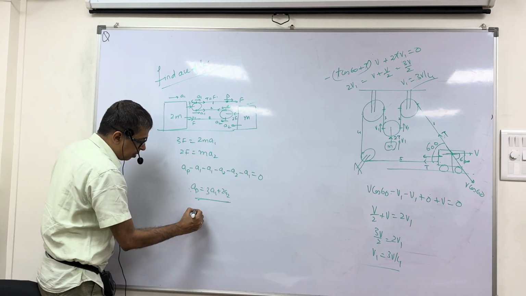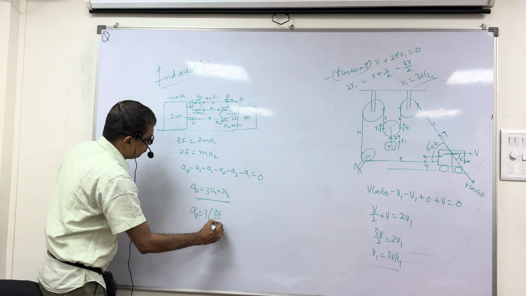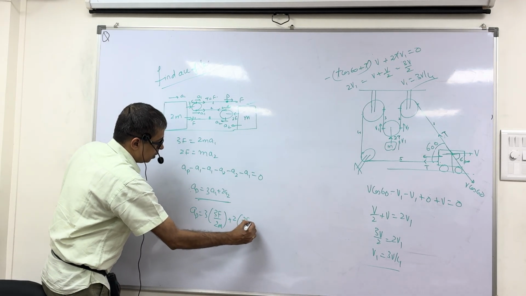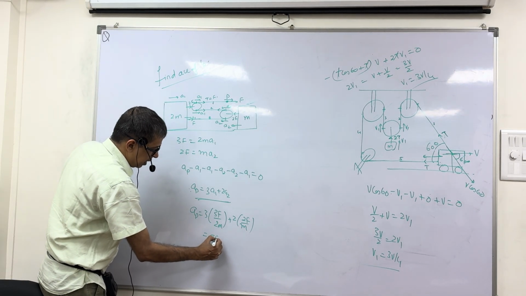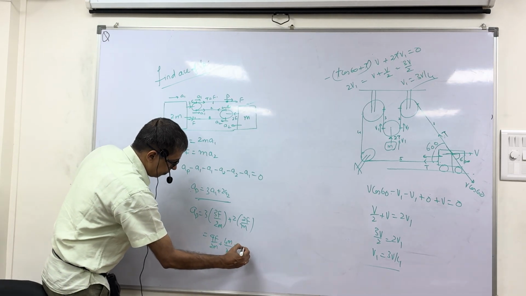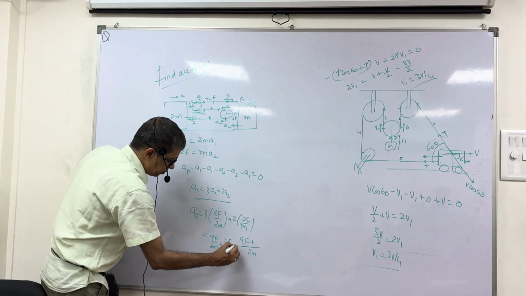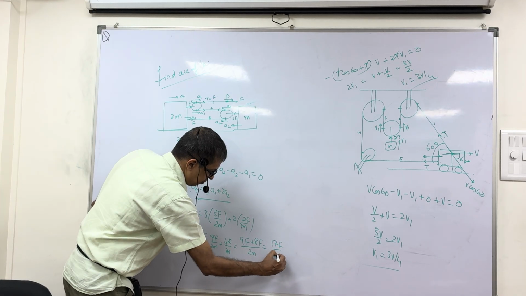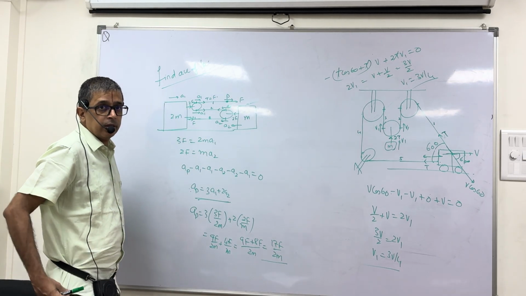Calculate A1 and A2 and substitute here. 3 times A1 is 3F by 2M. 2 times A2 is 2F by M. This will be 9F by 2M plus 4F by M. Over 2M, 9F plus 8F. 9 plus 8, 17F by 2M is the acceleration of point P.